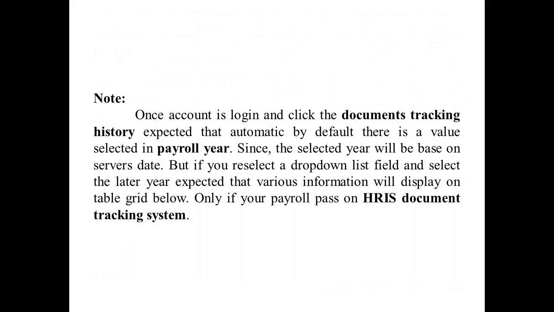Note: once your account is logged in and you click the Documents Tracking History, it is expected that by default there is a value automatically selected in Payroll Year, since the selected year is based on the server's date. But if you reselect the drop-down list field and select the later year, it is expected that various information will display on the table grid below, only if your payroll passed through the HRIS document tracking system.